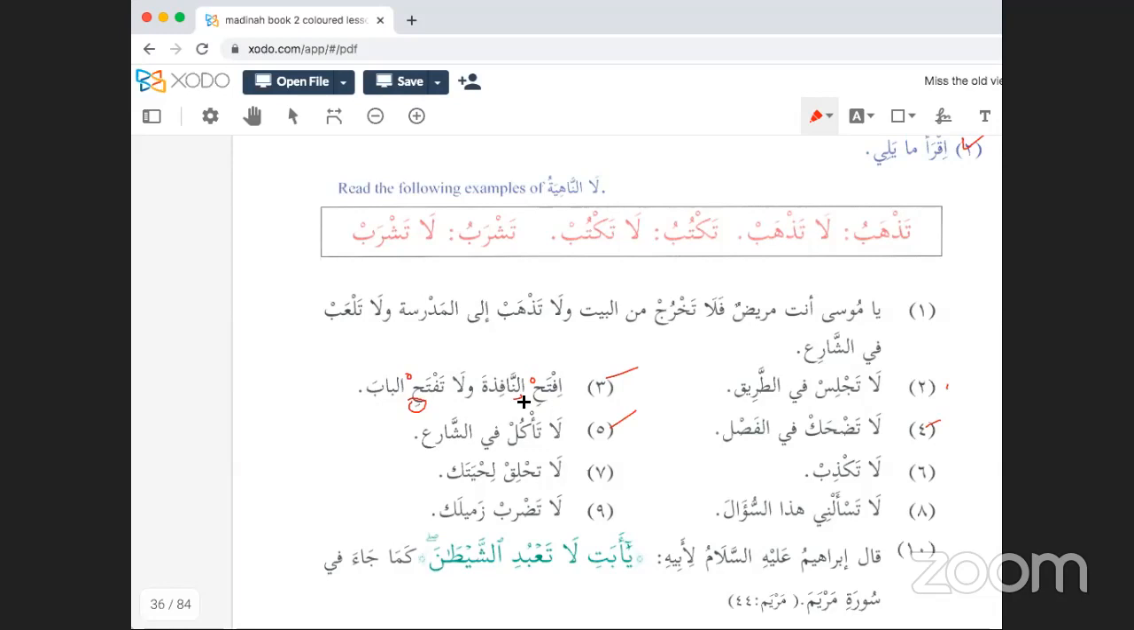Interestingly, there is a slight overlap over here. If this verb happened to be addressed to a female, you would say iftahi an-nafidha wa la taftahi al-bab. But when you have the meeting of two sukuns, you wouldn't pronounce it. You would say iftahi an-nafidha wa la taftahi al-bab, and it would sound exactly the same. So that is where some confusion comes in.